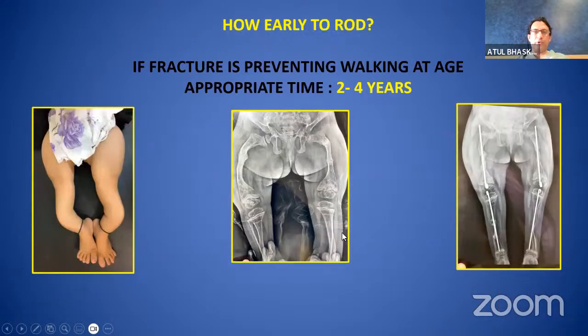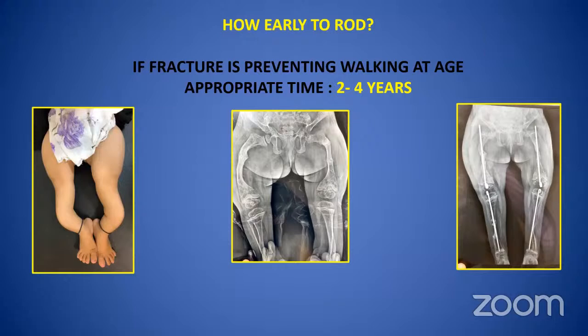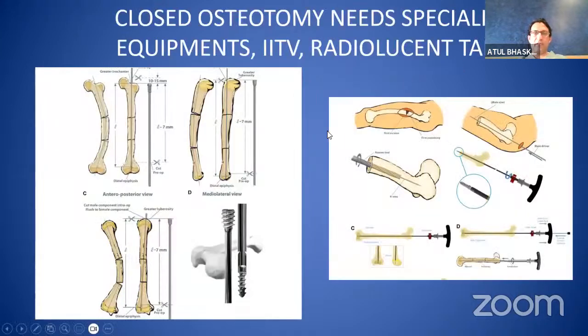Now, how early do we do the rodding? Typically, the earliest rodding can be done is between 2 to 4 years, if the child achieves milestones and the only thing preventing the child from standing or gaining milestones is the repeated fractures, especially in the femur. So typically, I would rod them early.